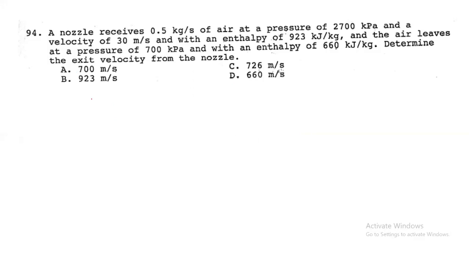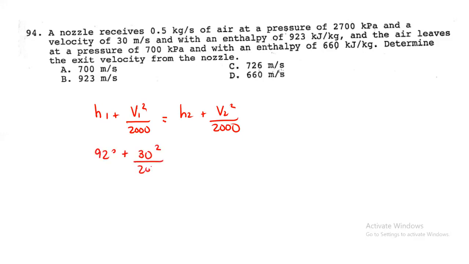So, pwede tayong gumamit dyan ng H1 plus V1 squared over 2,000 is equals to H2 plus V2 squared over 2,000. So, direct sub na lang. H1 natin, 923 plus V1 is 30 squared over 2,000 is equals to H2, 660 plus V2 squared divided by 2,000. So, therefore, makuha na si V2. So, shift solve na lang. So, makuha natin dyan is 726 meter per second. So, the answer is letter C.